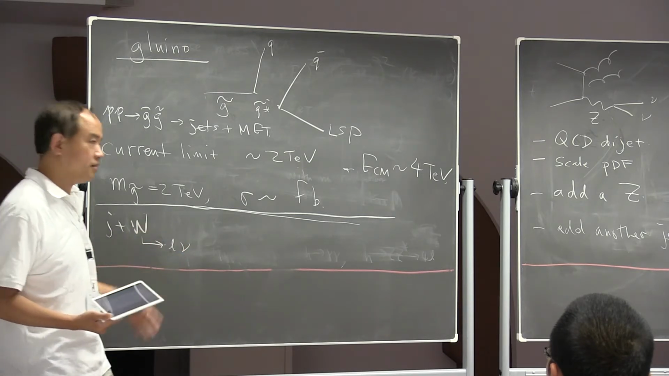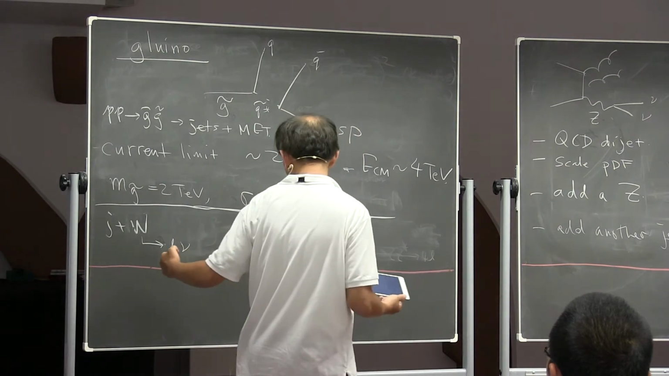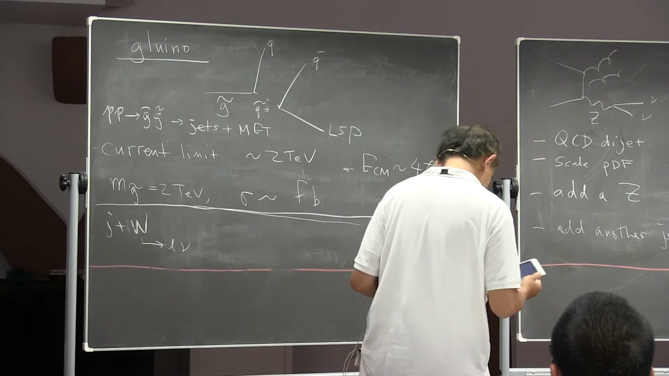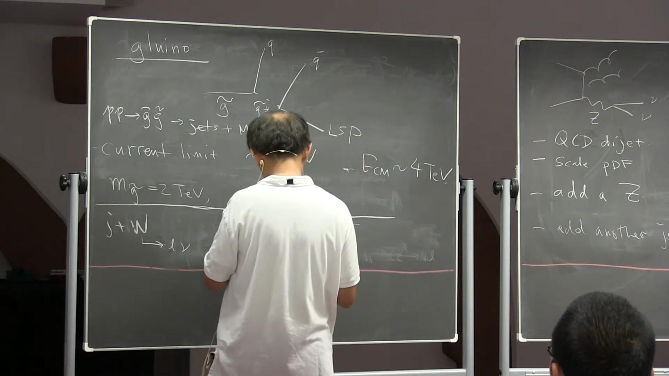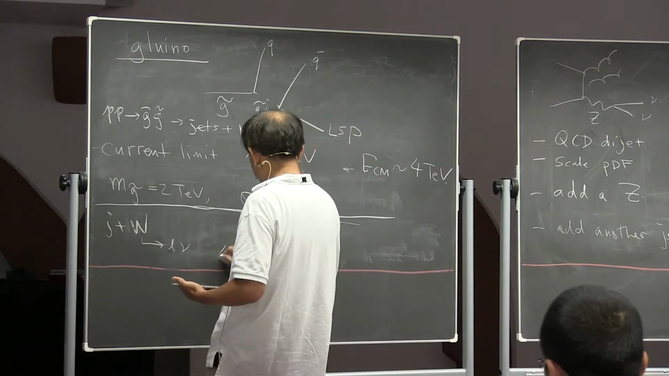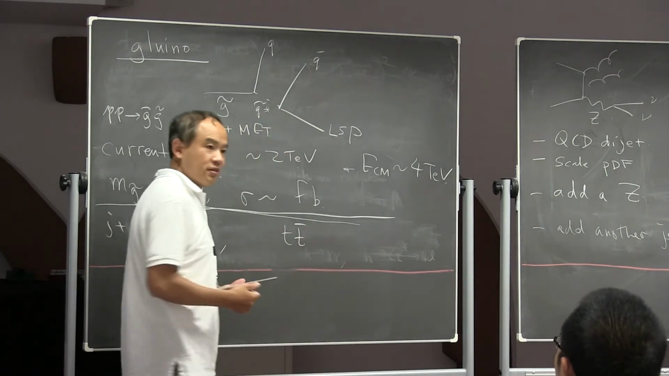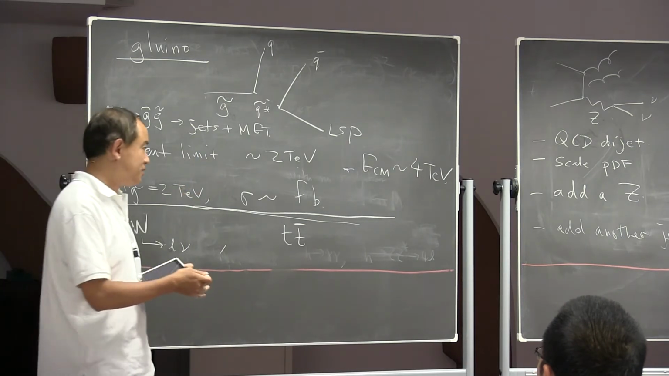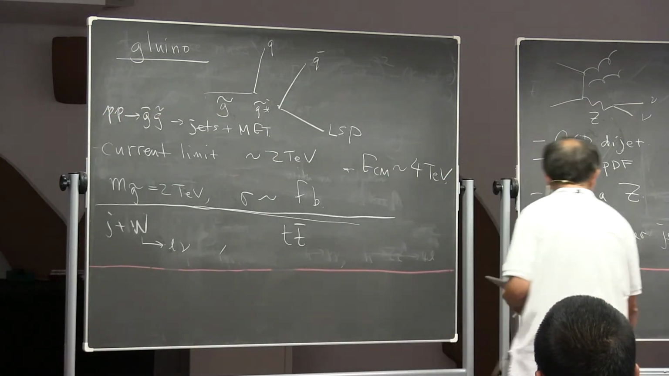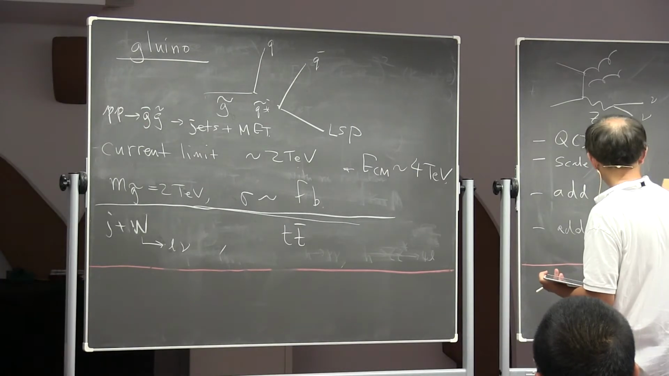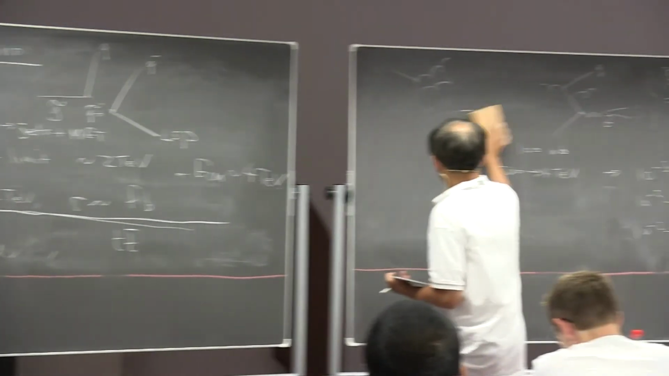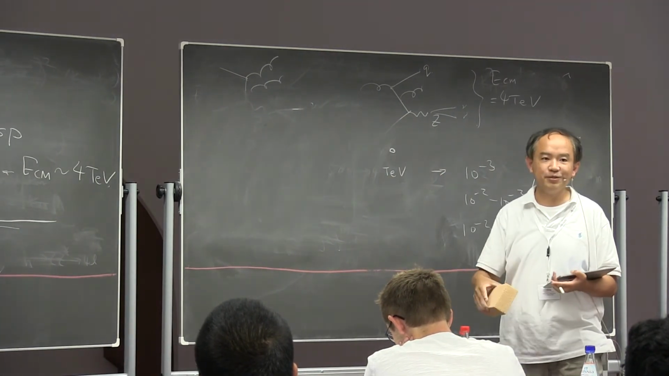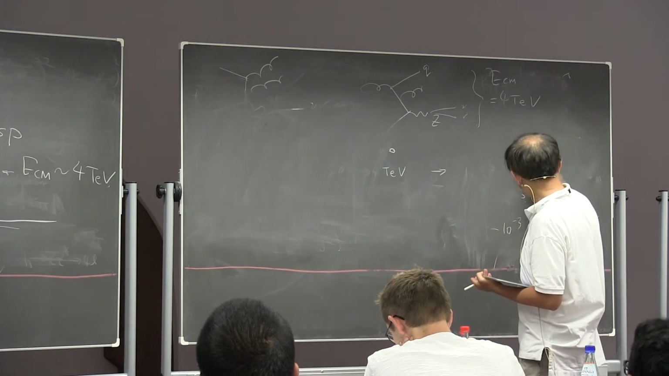Which one is bigger in detail depends on your cut. And the TT bar is a background to this too, which is not too intuitive, but it is. TT bar usually is a background for everybody. So if you're wondering whether you have missed some background, just run TT bar. It's usually a background.